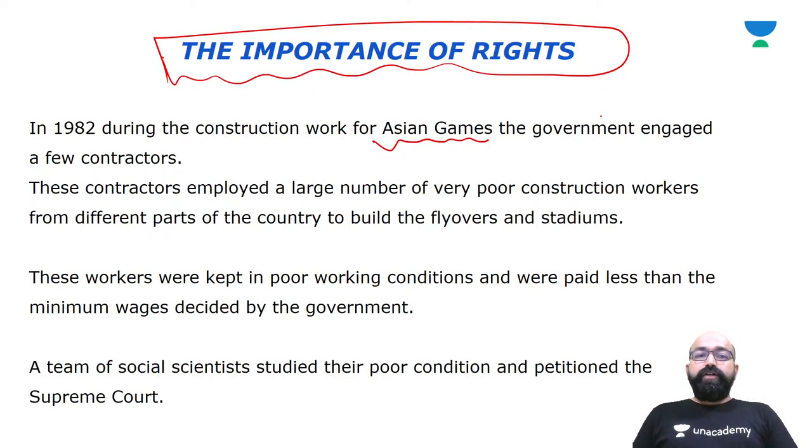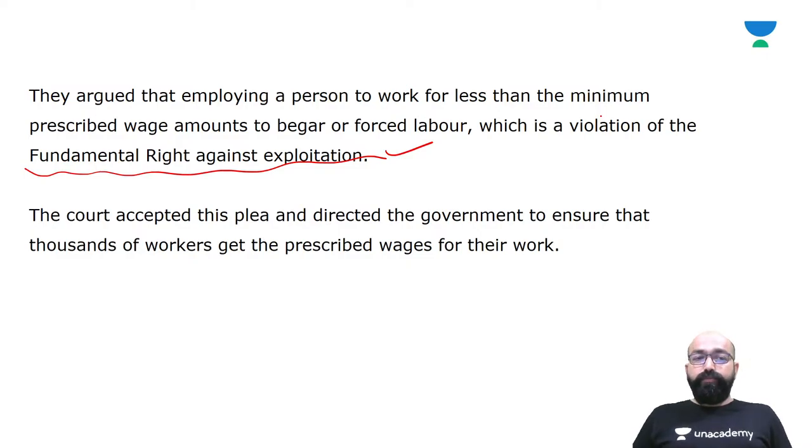The first example: in 1982, during the construction work for the Asian Games, the government engaged a few contractors. The contractors employed a large number of very poor construction workers from different parts of the country to build flyovers and stadiums. During the construction work, the workers were kept in poor working conditions and were paid less than the minimum wages decided by the government. So what happened after that? A team of social scientists studied their poor condition and petitioned the Supreme Court, where they argued that employing a person to work for less than the minimum prescribed wage amounts to beggar or forced labor, which is a violation of the fundamental right against exploitation.